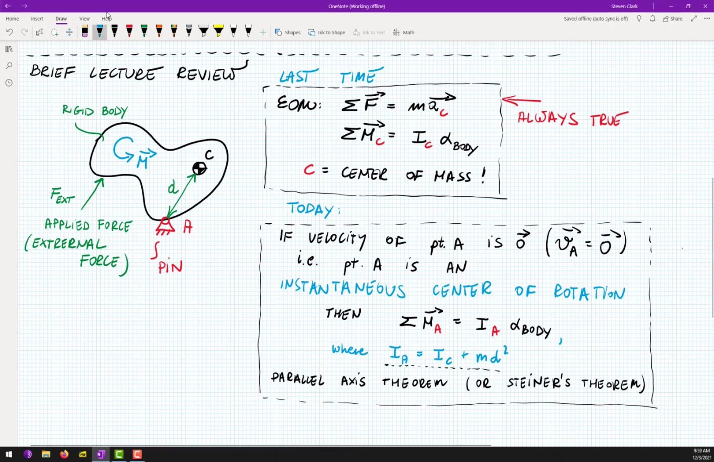So the thing you should keep in mind today is that sometimes when you see an instantaneous center of rotation, you can forget about this equation, and you can use this equation. That's all. Can we do example number 1? Only 2 people are nodding, so we can do it.